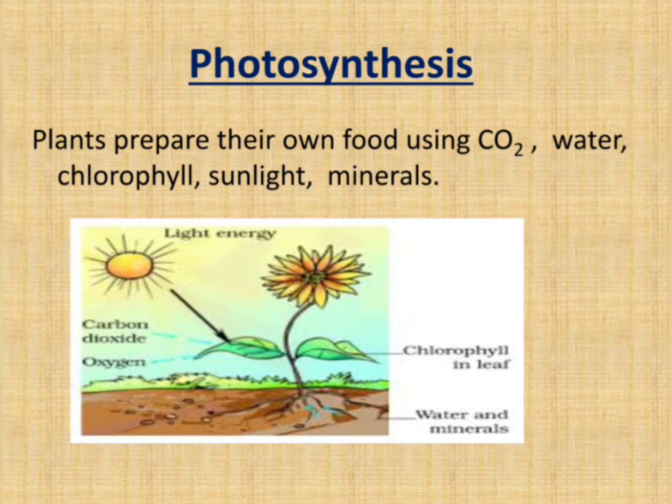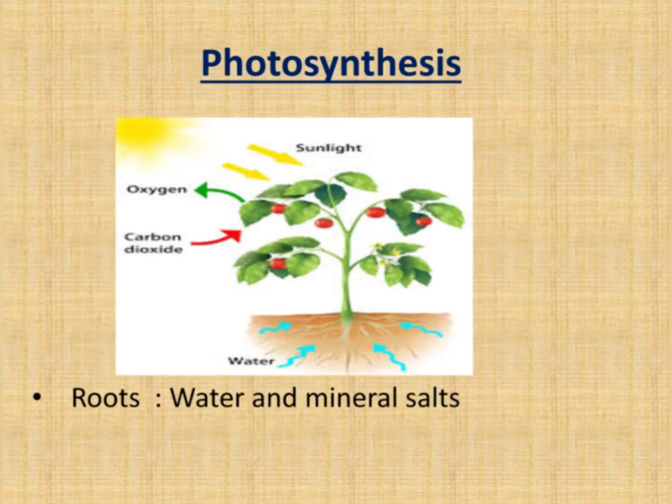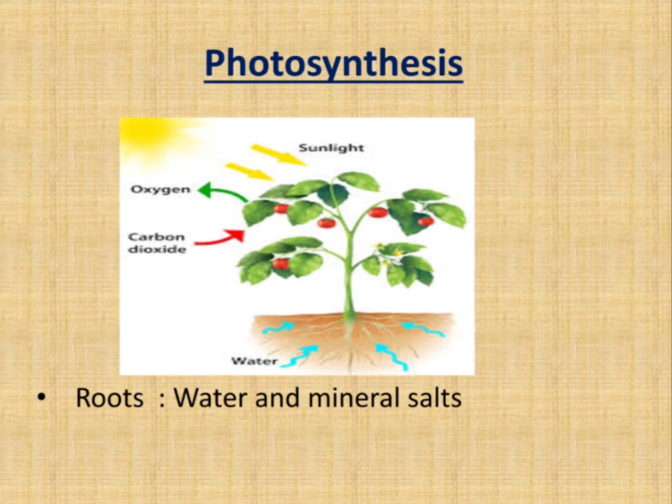Let us see. Here is a plant. Leaves are the food factories of plants. So, all the raw materials must reach the leaf. Roots absorb water and mineral salts from the soil and transport it to the leaves through a tissue that is known as xylem. Xylem is called the water conducting tissue. Roots also fix the plant firmly in the soil.